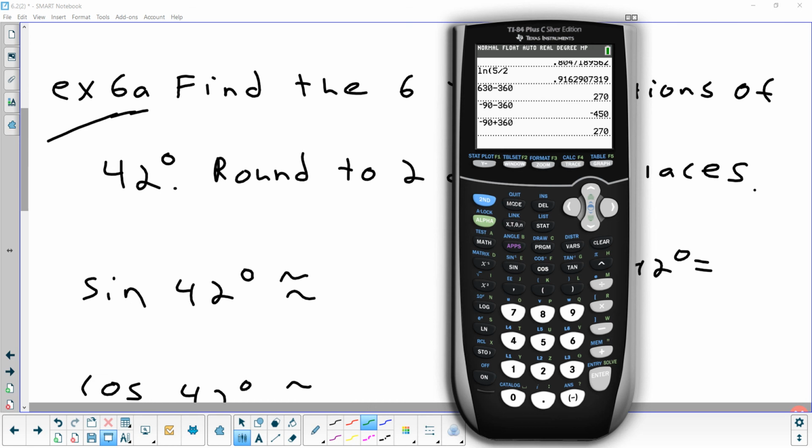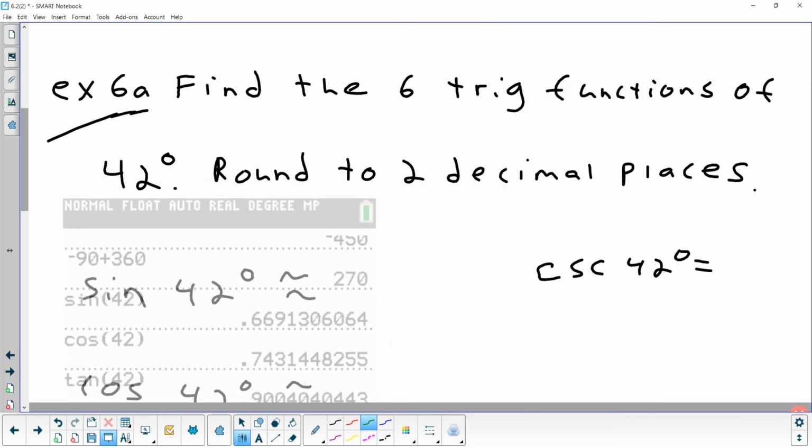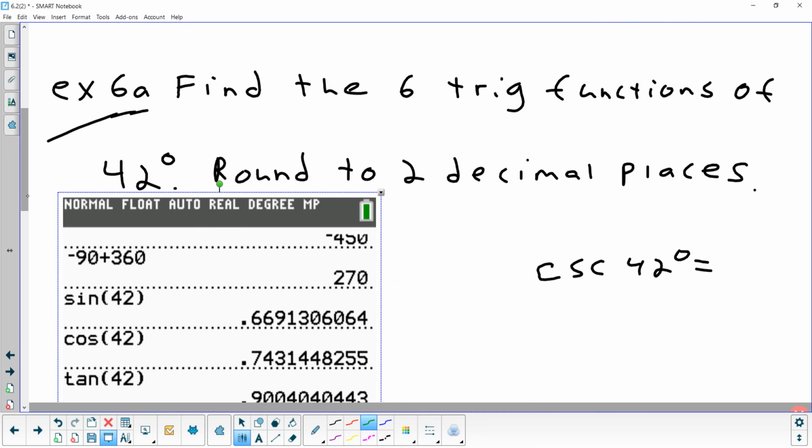And now we type it in. Sine 42, cosine 42, tangent 42. That's simple. There is no way to do this one with coordinates on the circle.